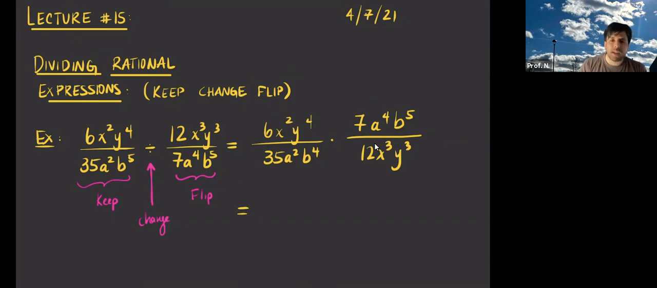So now we can cancel, right? We can cancel things that are common factors. So for example, 6 here goes into 12 2 times, and this is left with the 1. The x squared divides x cubed. You take away those 2 x's, but I'm left with 1x. The y cubed cancels out 3 of those y's, so I'm left with 1y. The 7 goes into 35 5 times. The a squared cancels out the 2 a's inside a to the 4th, so I'm left with a squared. And then b to the 5th divides b to the 5th.